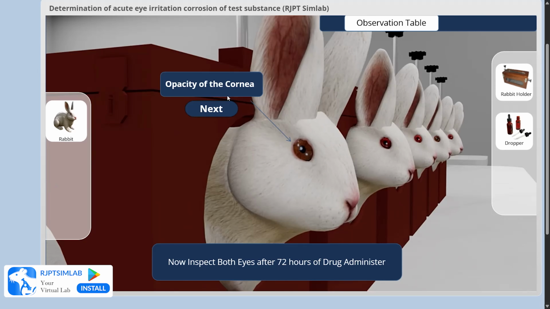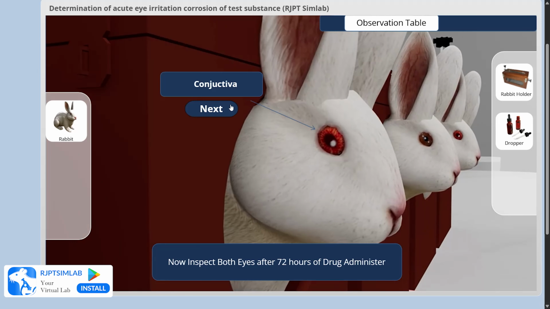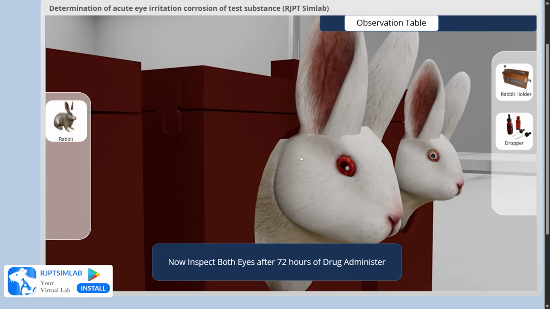As we can see here, again, the first rabbit has shown opacity of the cornea, which is the cloudiness on the surface of the cornea. Then the second rabbit has again shown the ulceration. As we can see here, ulceration is the opening of the wound or the sores on the surface of the eye. Then the third rabbit has shown conjunctivitis, as we can see with the redness of the eye. And then the fourth rabbit has shown opacity of the cornea. As we can see here, the white is the cloudiness part.